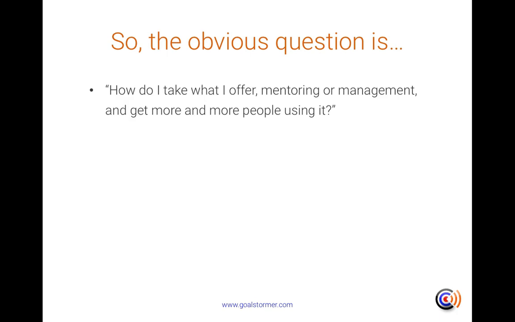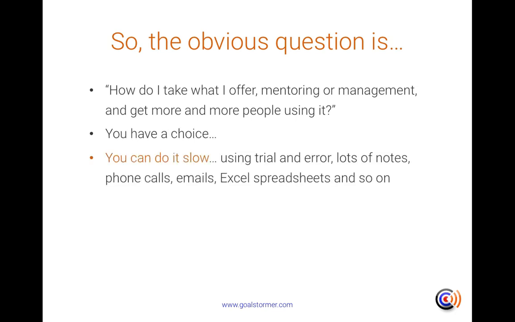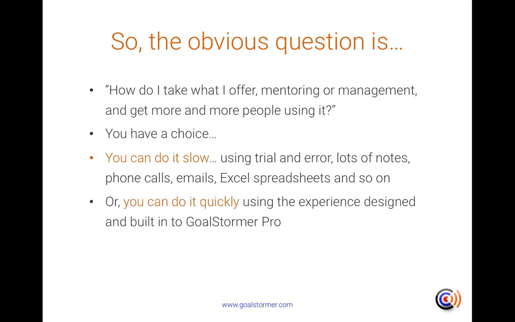So I guess the obvious question is, how do I take what I offer, my mentoring or management stuff, and get more and more people using it? You have a choice. You can do it slow. You can use trial and error like I did to start with, lots of notes, phone calls, emails, Excel spreadsheets. Or you can do it quickly using the experience that we've designed and built into GoalStormer Pro.